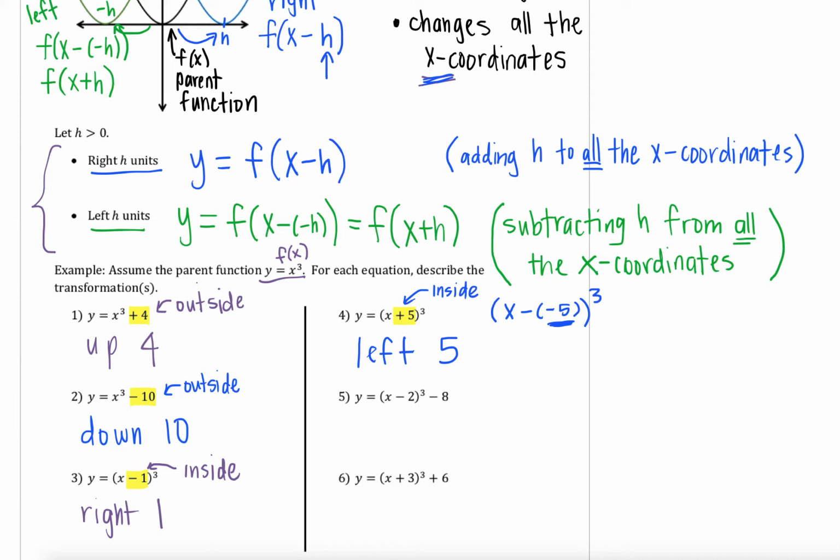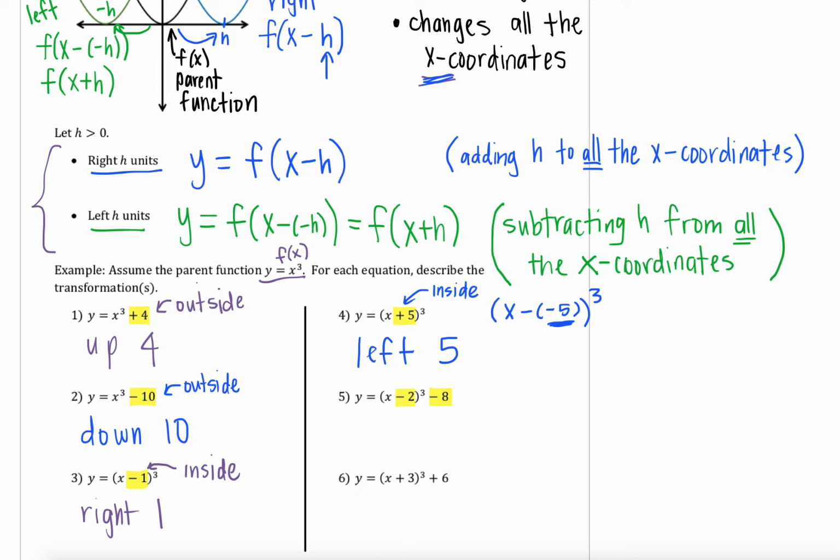Let's look at example 5. In example 5, we have y equals (x minus 2) cubed minus 8. So we have a couple more things happening than in examples 1 through 4. Now I not only have this minus 2 that's happening inside the function, but I also have this minus 8 that's happening outside the function. Why don't you pause the video and list what each one of those transformations is doing.